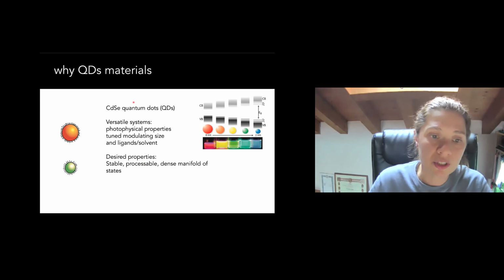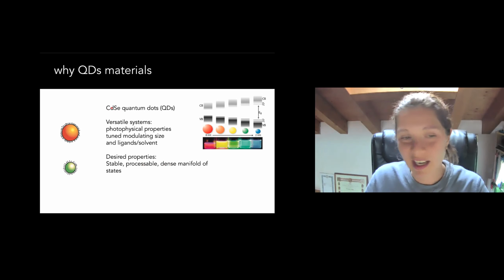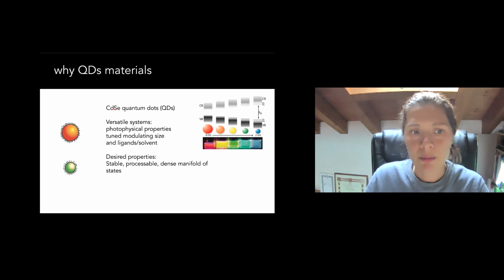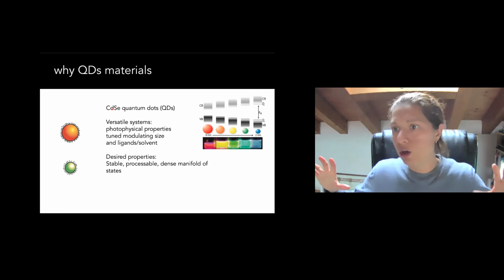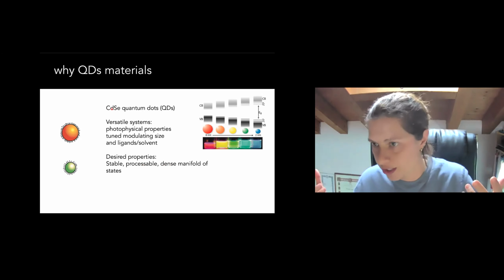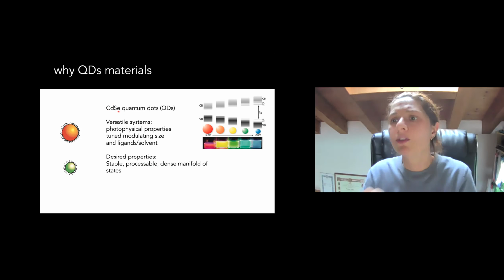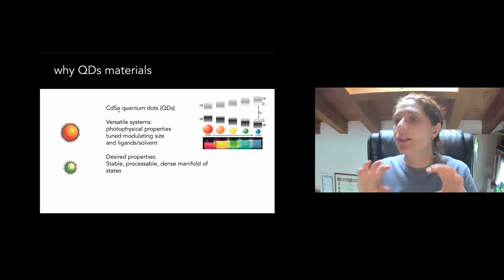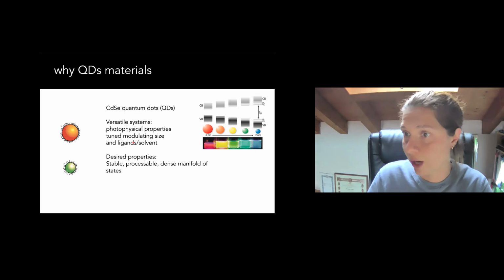We decided to start from a very prototypical quantum dot material, which is cadmium selenide, because there was already available a wealth of literature about the main photophysical and dynamical properties of this material. So we wanted to start from something easy for our investigation.